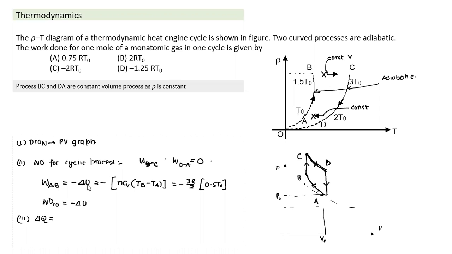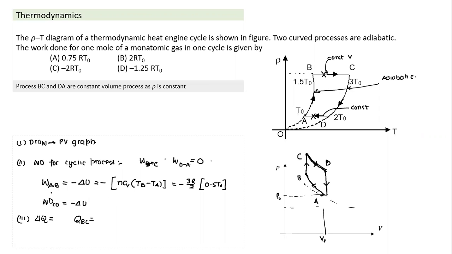To calculate net delta Q, I know delta Q for these 2 steps is 0. Net heat transfer is happening only from B to C and D to A. So this is another way of solving, and in this case also it is a constant volume process. If the volume value was given, I would have calculated delta Q more easily. What is delta Q from B to C? It is nCV delta T, since it is a constant volume process.